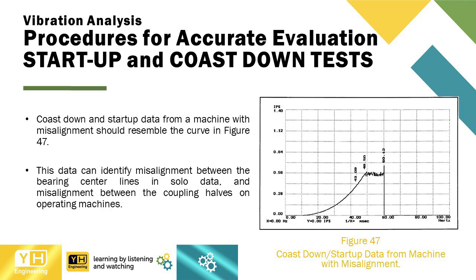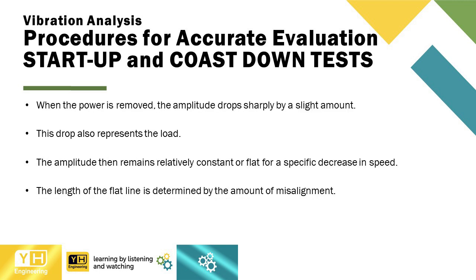Coast down and startup data from a machine with misalignment should resemble the curve in Figure 47. This data can identify misalignment between the bearing center lines in solo data, and misalignment between the coupling halves on operating machines. When the power is removed, the amplitude drops sharply by a slight amount. This drop also represents the load.